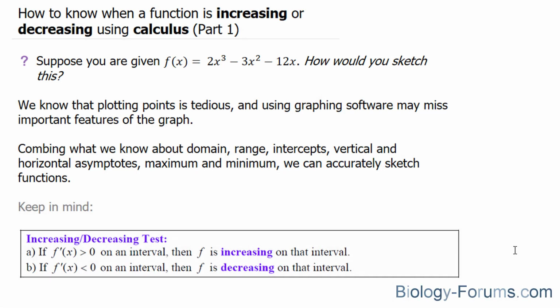Now we know that plotting points is tedious, and using graphing software may miss some important features on the graph. However, combining what we know about domain, range, intercepts, vertical and horizontal asymptotes, maximum and minimum, we can accurately sketch functions. The first thing to keep in mind is the increasing and decreasing test.